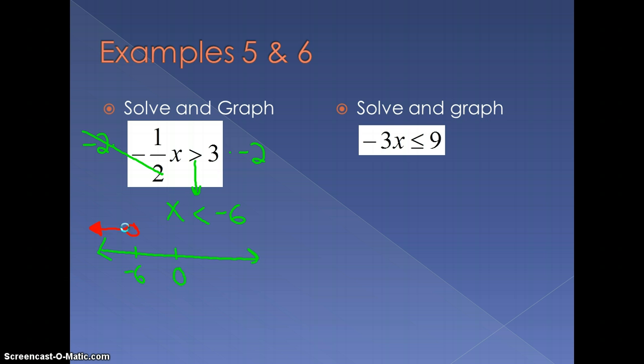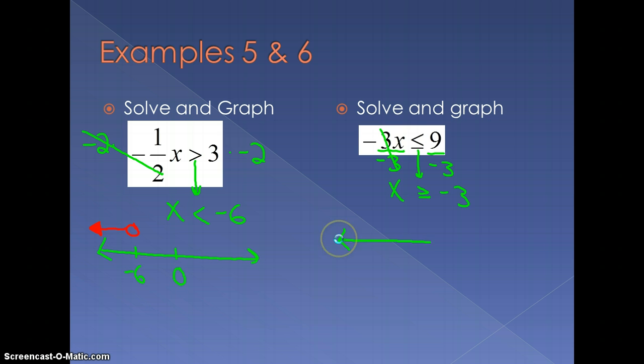-3x is less than or equal to 9. The inverse of multiplying by -3 is dividing by -3. So as soon as I divide by -3, I have to switch my inequality symbol. It becomes greater than or equal to. These still cancel. I get x is greater than or equal to -3.